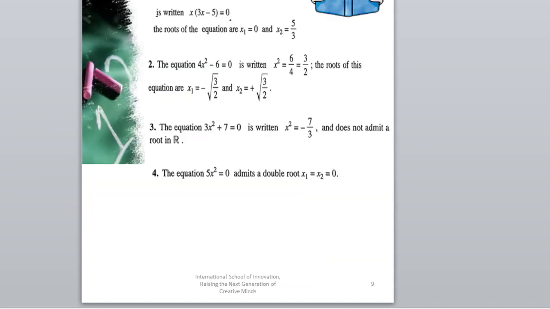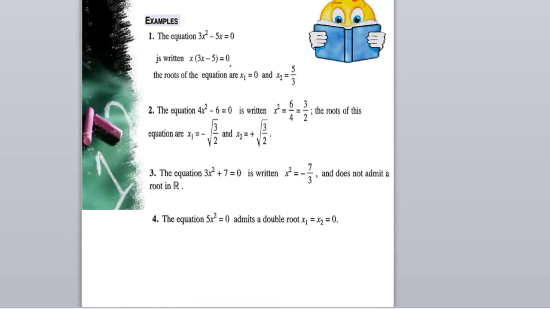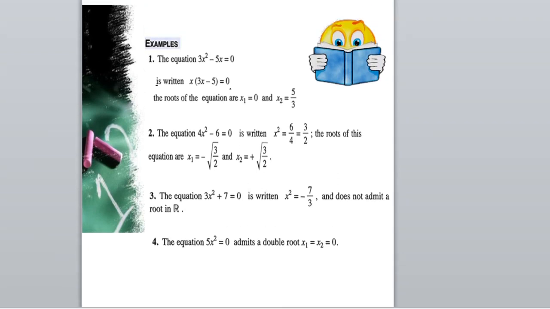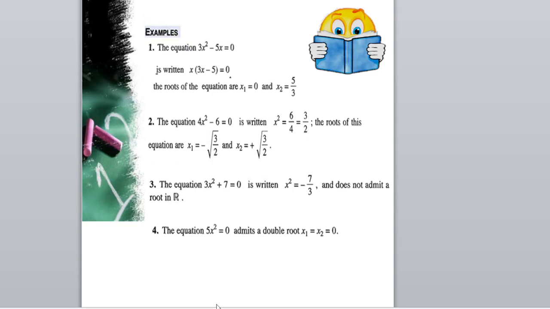Now I'll take some examples, just a few examples so we get more used to the idea of the quadratic equation. For example, look at this quadratic equation: 3x squared minus 5x equal 0. Okay, it could be written like this: x into 3x minus 5 equal 0.